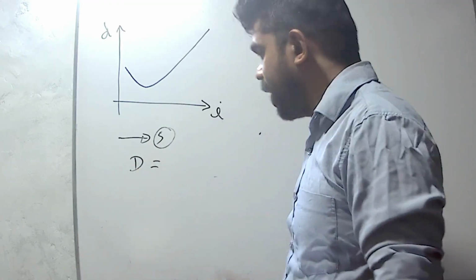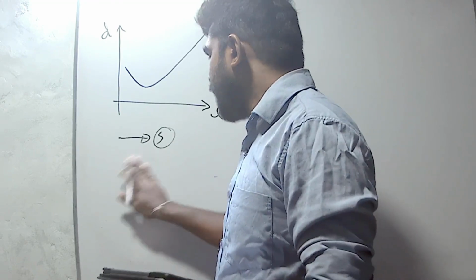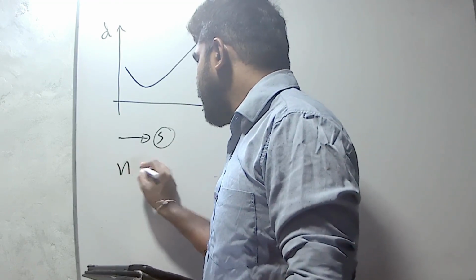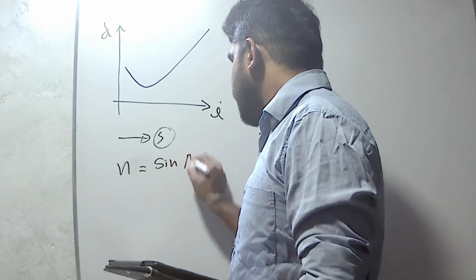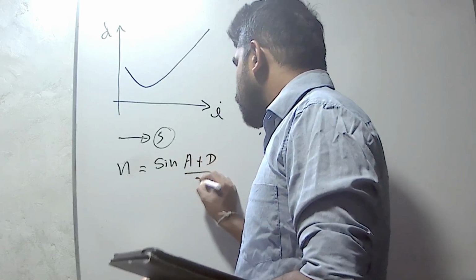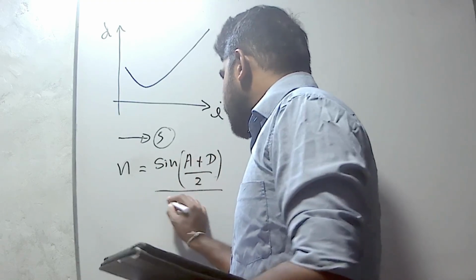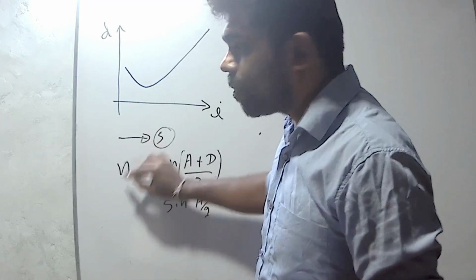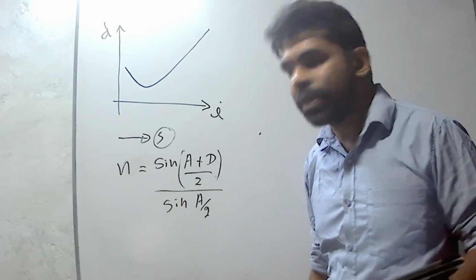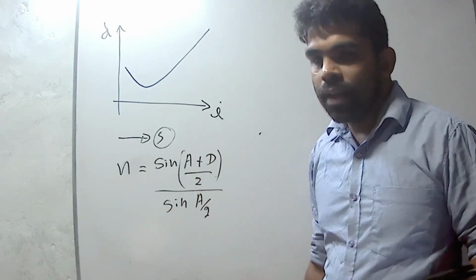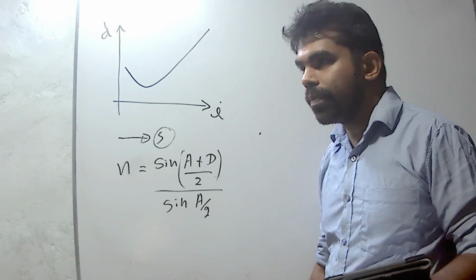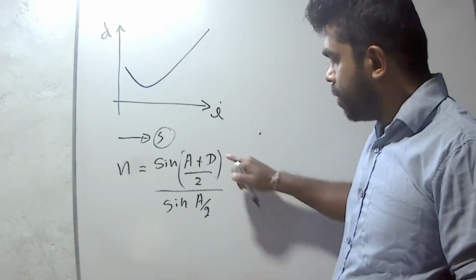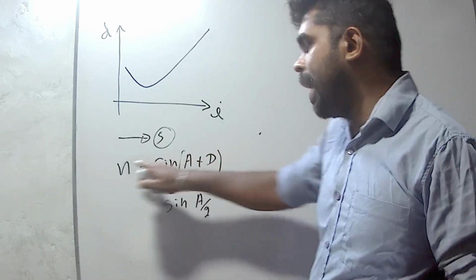Minimum angle of deviation, D. We can write n equals sin((A plus D) over 2) divided by sin(A over 2). This is the refractive index of the prism. Capital A is the prism angle. Then D is depending on the prism angle and the refractive index of the prism.